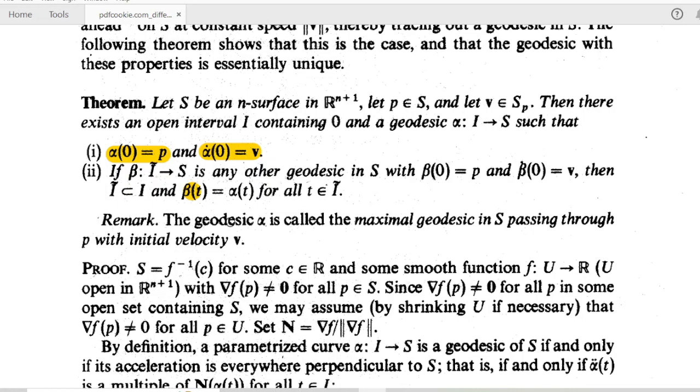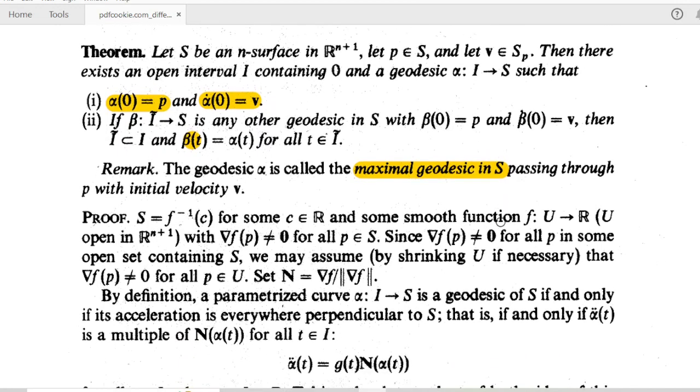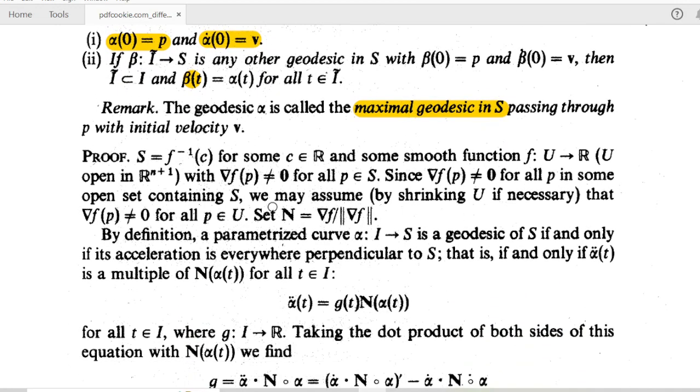And the geodesic alpha is the maximal geodesic in S. Geodesic alpha is the maximal geodesic in S. So we have proofs of this same pattern.